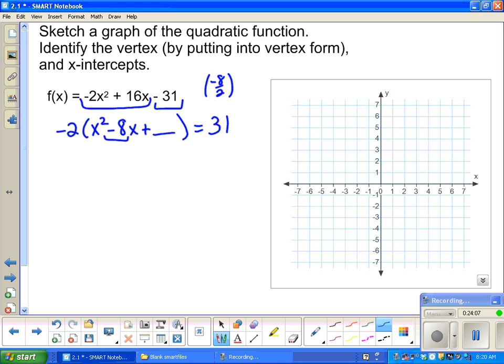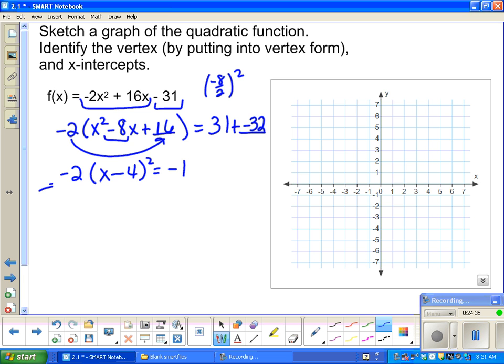Now, I take this b term, not the original, the one that I factored out. Negative 8 divided by 2 squared, that's negative 4 squared. This would be 16. But what am I really adding to both sides? The negative 32, because I have to distribute that negative 2 in. All right, so I end up with negative 2 times (x minus 4) squared equal negative 1.